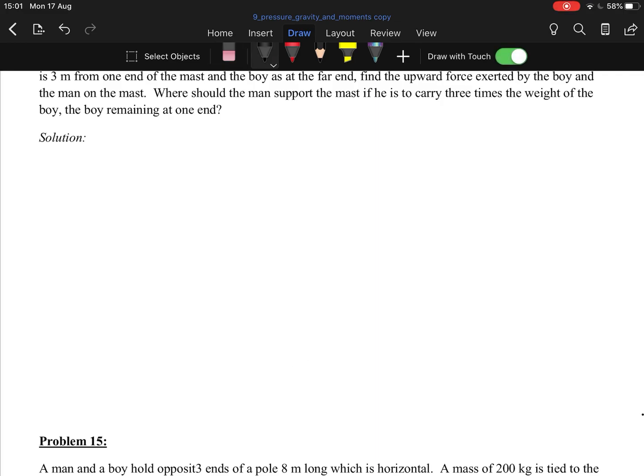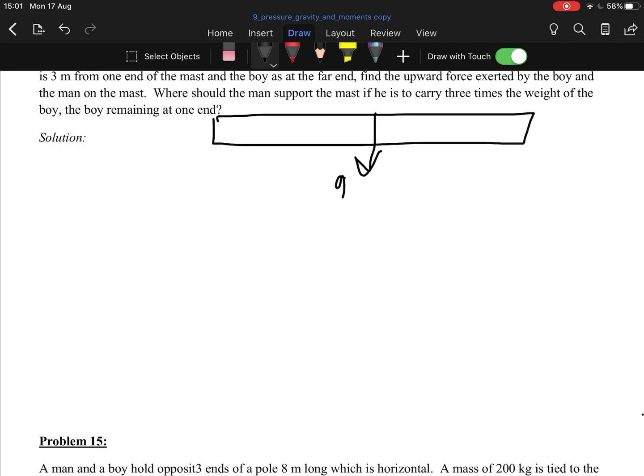So we have a mast. The mast is 10 meters in length, and we know there's 980 newtons of weight coming down. Where should the man support the mast if he's to carry 3 times the weight of the boy remaining at one end? So we're going to make the boy, who is here, the turning point again. But this time we don't know where the man is. So we're going to call the distance from the boy to the man X.